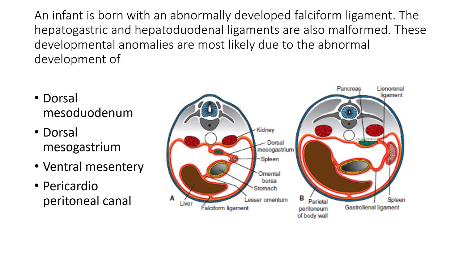The next question is an infant is born with an abnormally developed falciform ligament. The hepatogastric and hepatoduodenal ligaments are also malformed. These developmental anomalies are most likely due to the abnormal development of what?